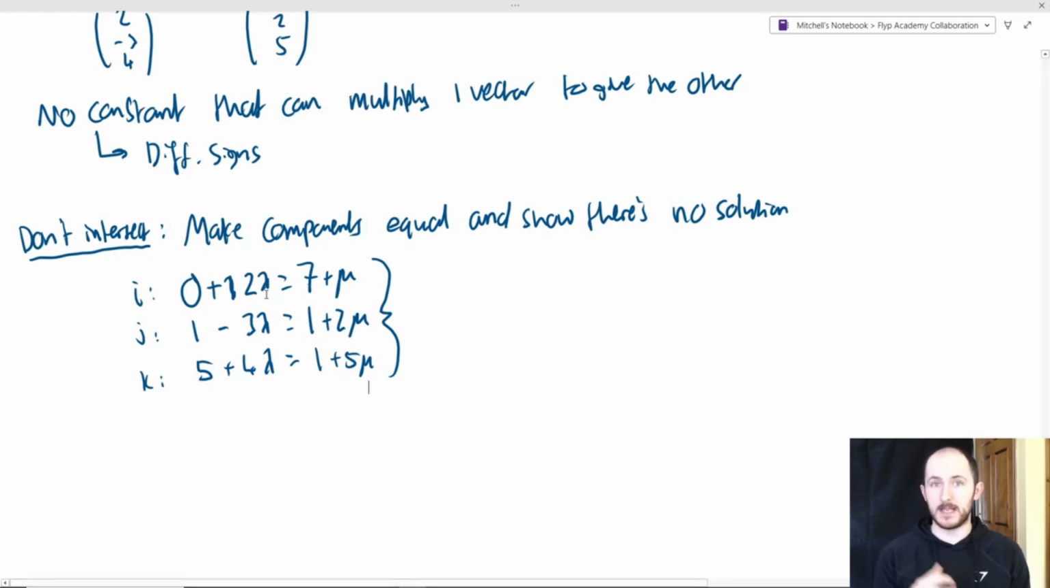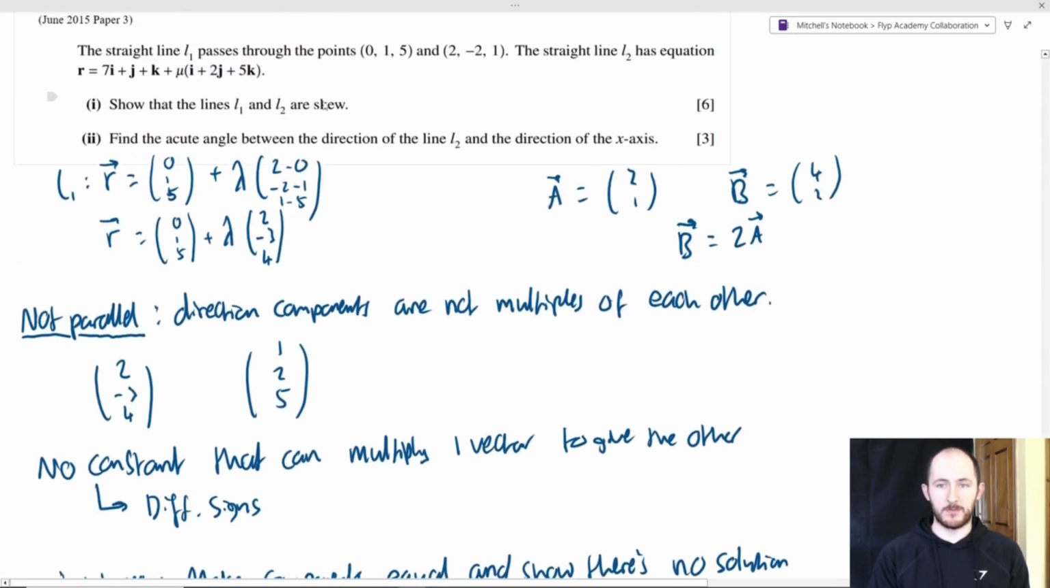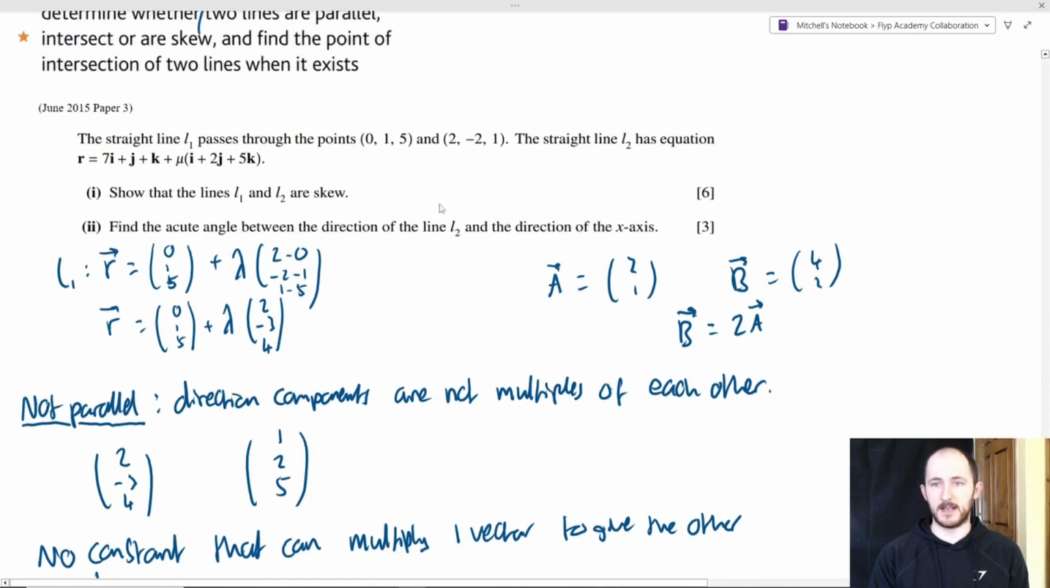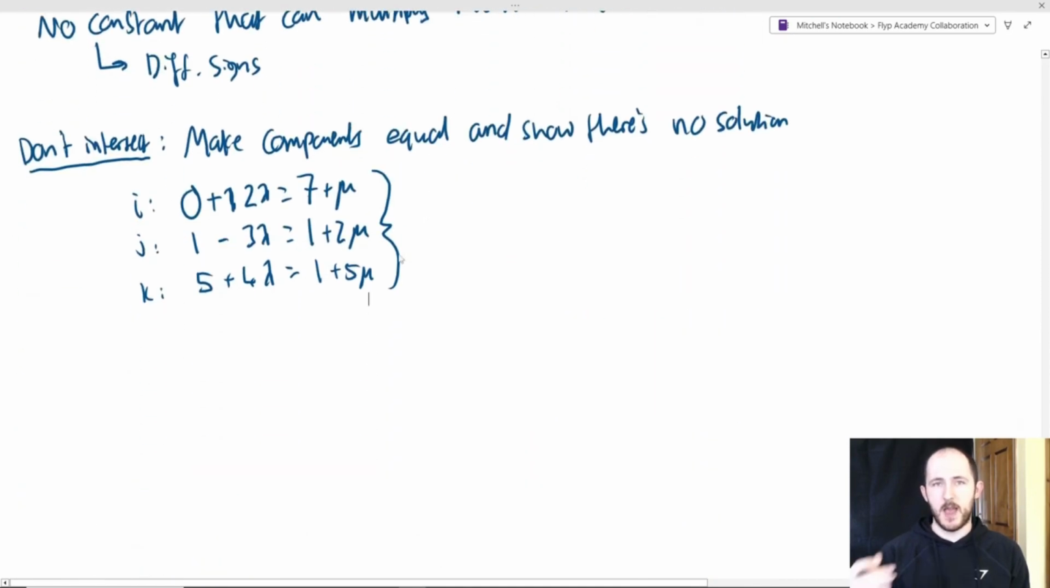If they don't intersect, bear in mind we're proving it's skew, which means they don't intersect, right? Then there will be no value of mu and lambda that works. So essentially it will be unsolvable. So how can we prove that? It's quite simple. All we need to do is try and solve it and show that there's no values that are possible. So let's get to it.